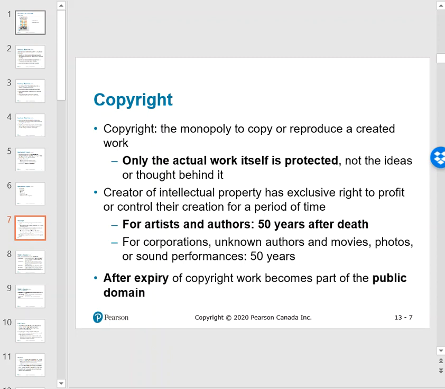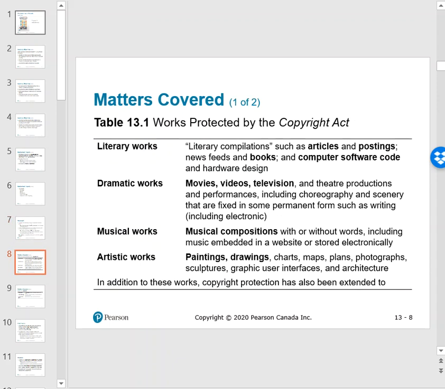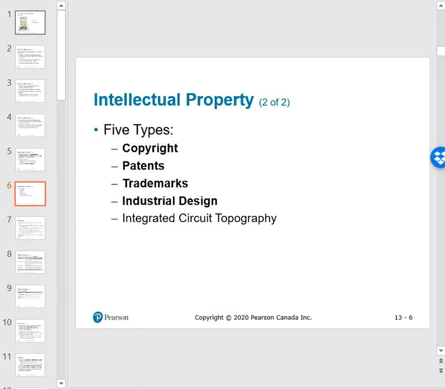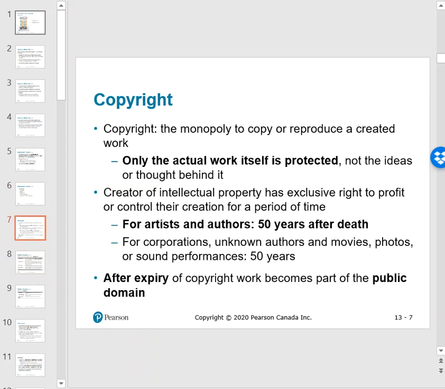And actually in the United States, it is 70 years. So the length of validity in the US is longer. But here in Canada, it is 50 years after the author dies. Okay? So we already know what copyright covers, how it covers or protects. It covers the actual work, not the idea behind it.